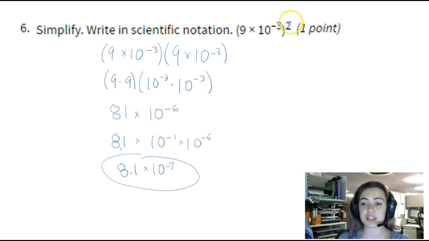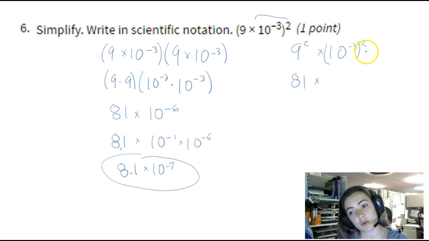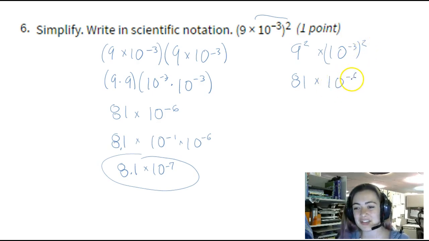Another way you can approach this is you can distribute that squared symbol there. So we have 9 squared times 10 to the negative 3 squared. Well, 9 squared is 81. 10 to the negative 3 squared is 10 to the negative 6. And then it follows the same process. Either way, it doesn't matter how you solve it, there's never one right way to do a math problem.